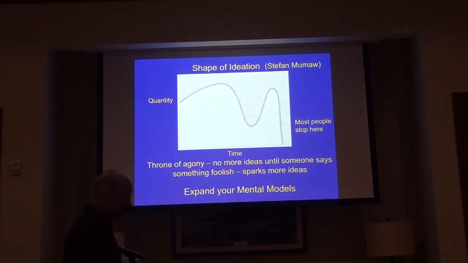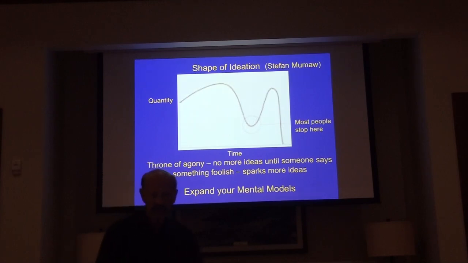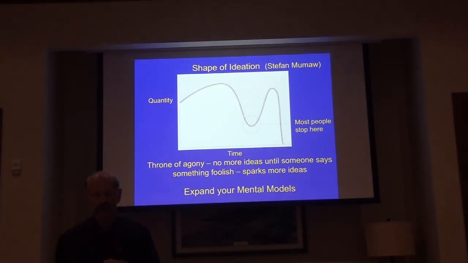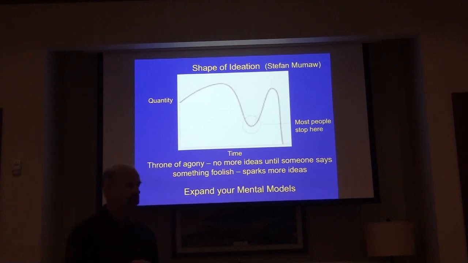Okay, coming up with these ideas, I've shown here a graph by Stefan Mumaw. Stefan gives a lot of workshops for businesses, and as I mentioned, businesses are very interested in creativity now to keep ahead of the game. He's done workshops, he has books, and he came up with this shape of ideation, this curve. It shows the quantity of new ideas on the ordinate and time on the abscissa. Initially, when we receive a problem and we're trying to come up with ideas, we have an increase in our number of ideas, not necessarily truly creative, but we have ideas.